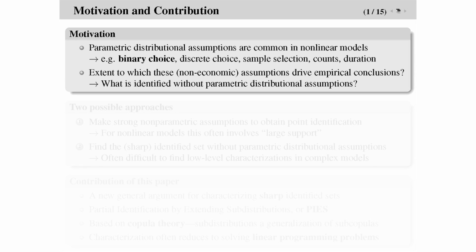Okay, so this paper, what's the motivation of this paper? It's motivated off the observation that in a lot of econometric models that are nonlinear, parametric distributional assumptions drive identification. What I'm thinking of for nonlinear models are things like binary choice or more general discrete choice models, sample selection models, models for counts, or duration data, things like these. So a natural question that arises is what is the extent to which these assumptions, things like errors being normal, errors being logistic, drive empirical conclusions?